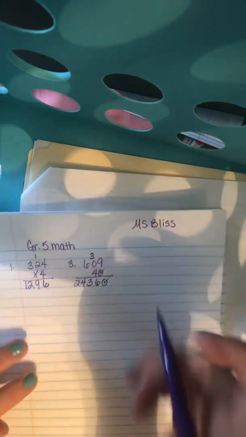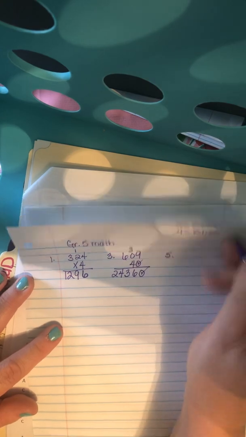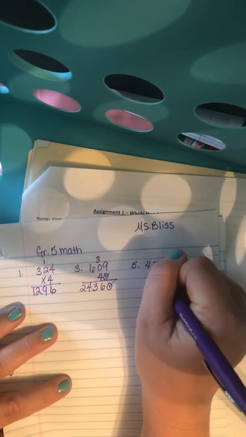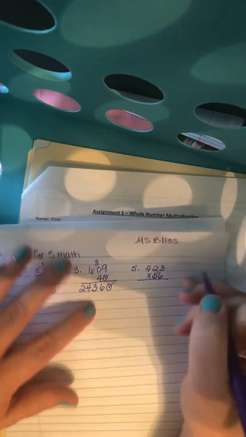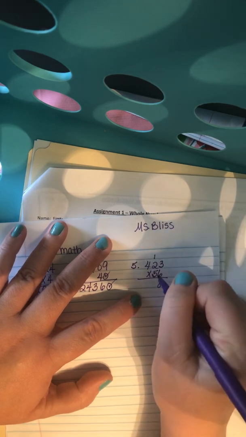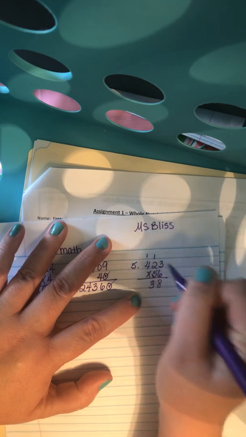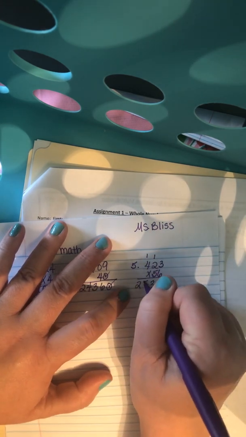All right, let's do number 5. I'm going to show you 2 ways to do this. I'm going to do it the regular way here, and then I'm going to do it the Miss Bliss way. So we're going to do 423 times 56 the regular way. Okay, 6 times 3 is 18. Good, carry my 1. 6 times 2 is 12, plus 1 is 13. Carry my 1. 6 times 4 is 24, plus 1 is 25.